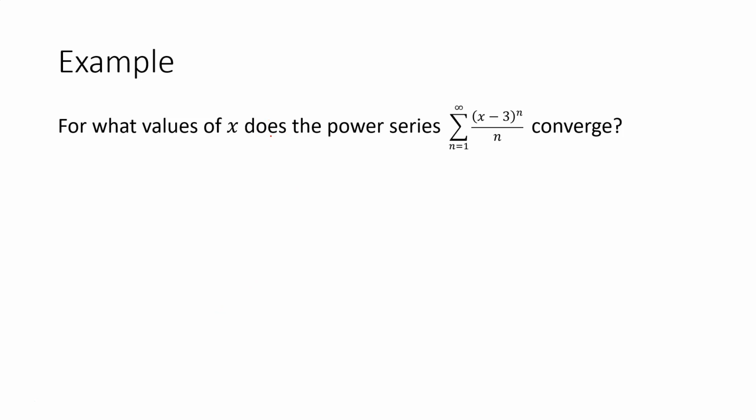What about this series? We've got the series x minus 3 to the n over n. And because it has this x minus 3 to the n power, again we can apply the ratio test here, and it should give us a good conclusive result. So let's see what we get when we apply the ratio test in this case.